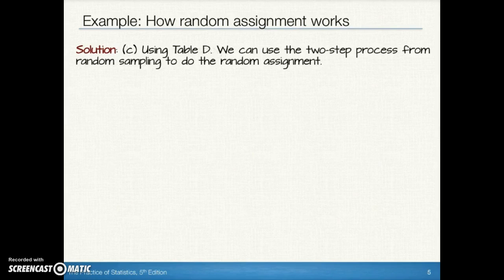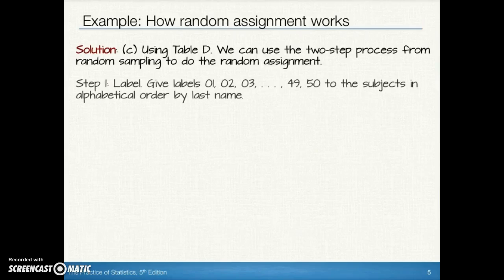Finally, we could assign this using Table D. We could use the two-step process from random sampling to do the random assignment. So to do this, we'd have to start by labeling all of the individuals in the class. Since we're using a random digit table, we'd have to give 2-digit labels to each individual. 01, 02, 03, and so on up to 50.